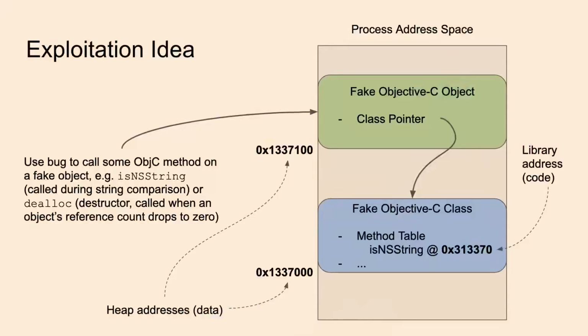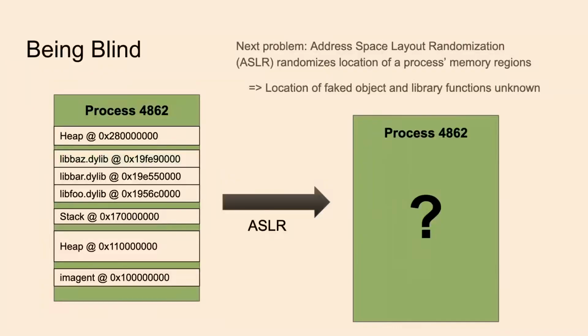So here we have two different types of addresses. On the left side we have heap addresses, or data really. And on the right side, in this NSString thing, we need library addresses or code addresses, simply because on iOS you can't have writable code regions, so we have to necessarily reuse existing code, do something like ROP also. So we need to know where libraries are mapped for this.